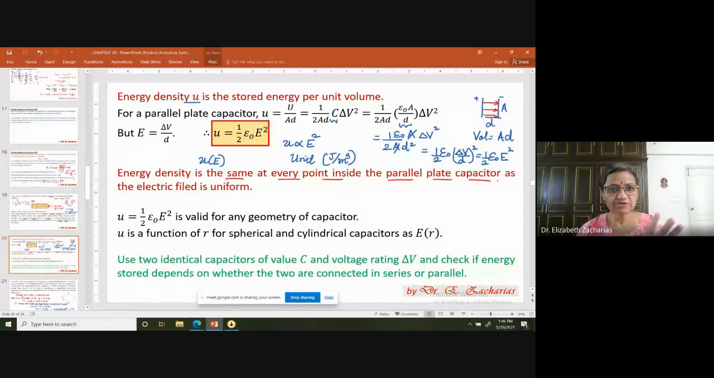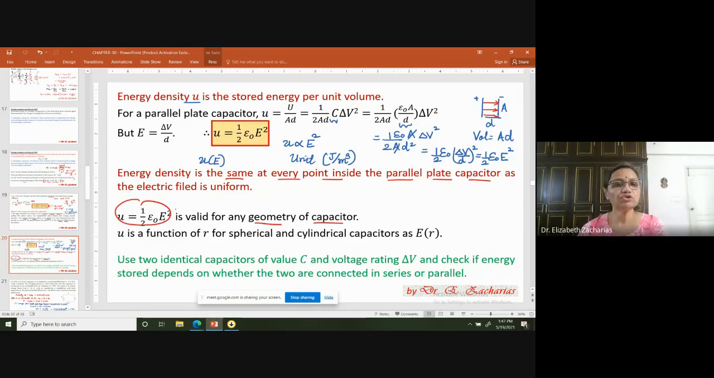Remember, this expression that we arrived at, we have arrived at it by using a parallel plate capacitor. But this expression, U is equal to half epsilon naught E square, is going to be valid for any geometry of capacitor. It is valid for a spherical capacitor. It is valid for a cylindrical capacitor also.